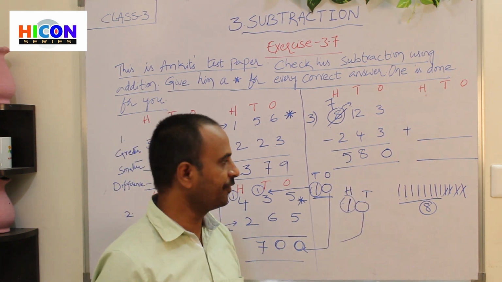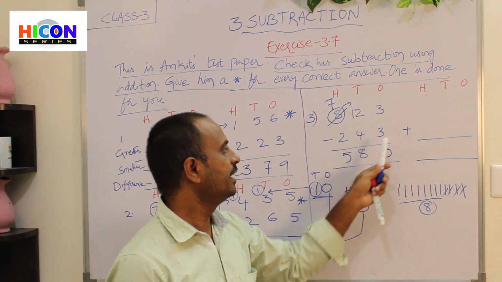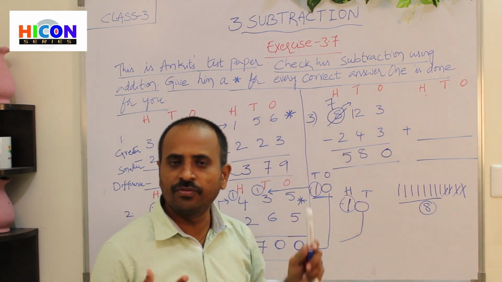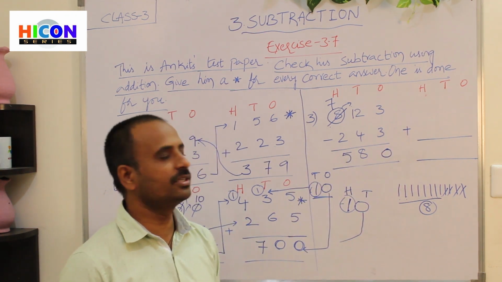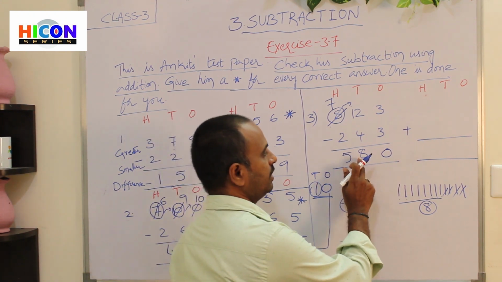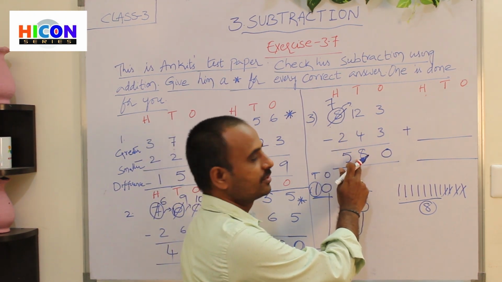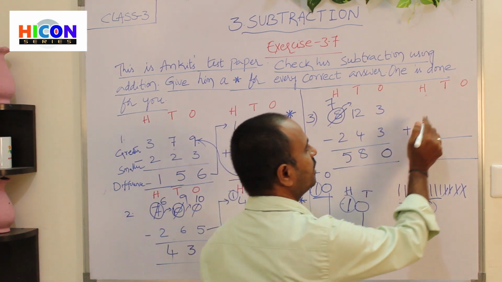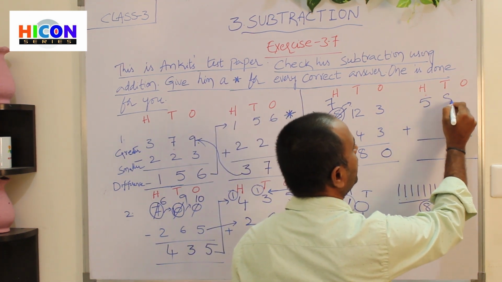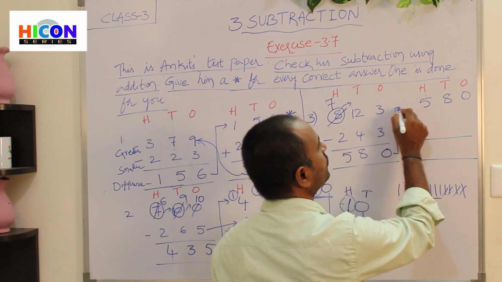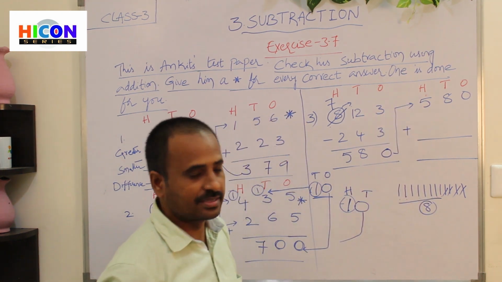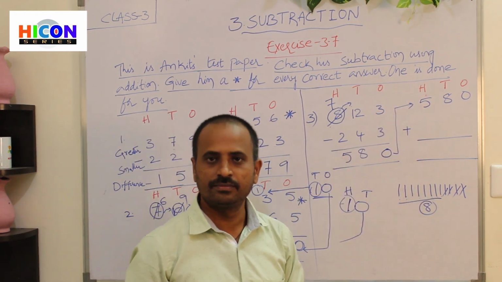So now we can verify this answer by addition. So what do we have to do? How can we do addition? So first add the second number to the difference. So this is the difference. So write the difference first. 580. So write the difference first and add the second number to the difference.